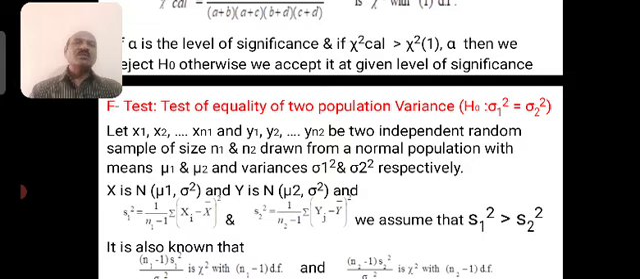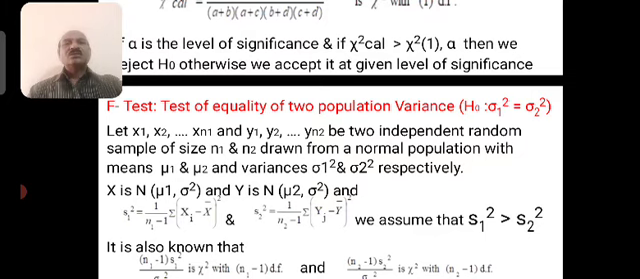And y is normal with mean mu2 and variance sigma square. Then as we have already defined, S1 square, the sample mean square, is given by 1 upon n1 minus 1 summation xi minus x bar whole square, and s2 square is 1 upon n2 minus 1 summation yj minus y bar square, the sample mean square of y. It is mean square, not variance. Here we assume that S1 square is greater than S2 square.